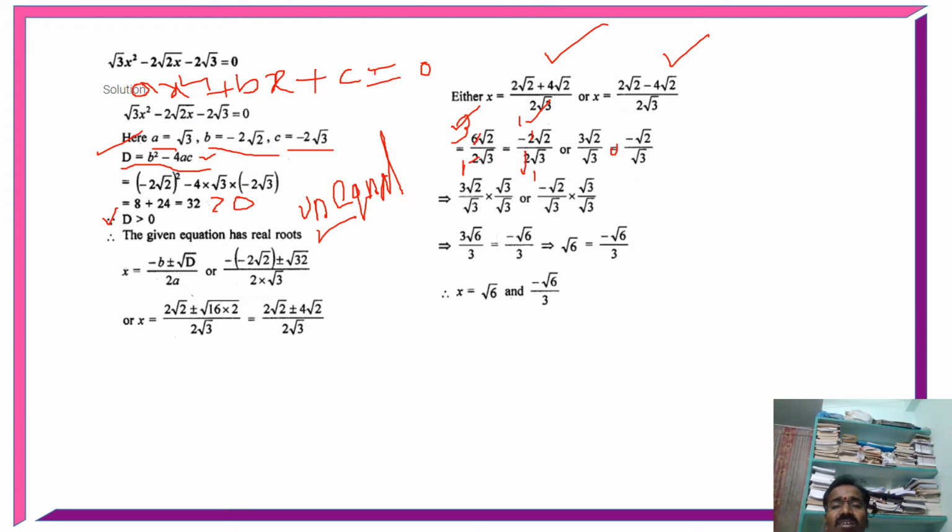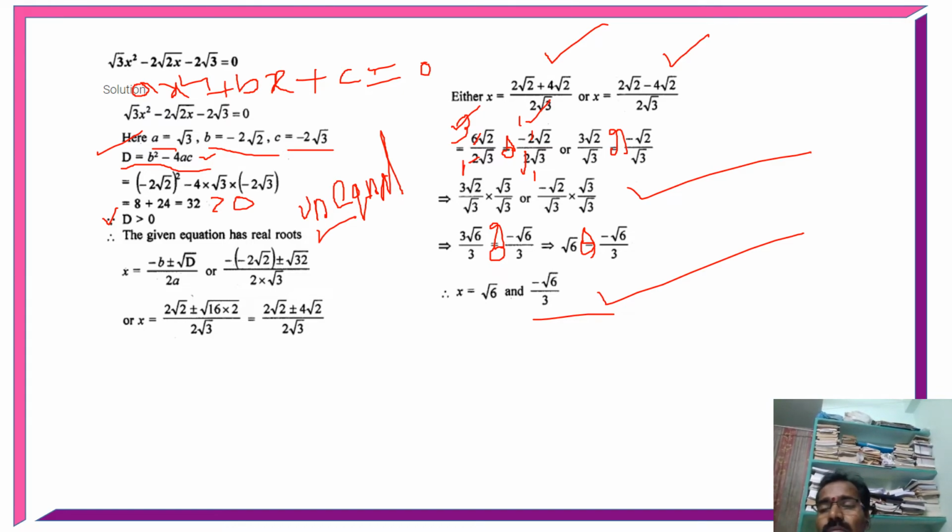The roots are not equal, children. The roots are √6... and −√2 by √3. After rationalizing the denominator, you know √3 is the rationalizing factor. So 3√6 by 3, which is √6, and the other root is −√6 by 3. And we'll go with the next slide, students.